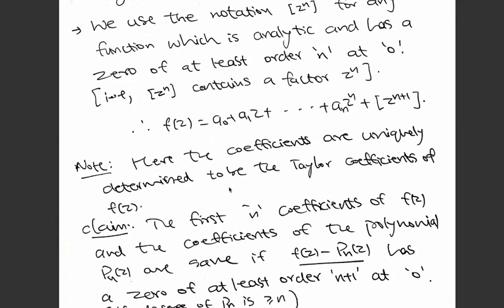So now you look at the claim. The second thing you have to notice is this claim. To understand the Taylor series expansion, it suffices to understand the first n coefficients. Okay, so this is a claim. The first n coefficients of an analytic function f(z) and a polynomial p_n(z) are the same if their difference has a 0 of at least order n plus 1. Means you take an analytic function and a polynomial. If their difference has this property, then their first n coefficients are the same.